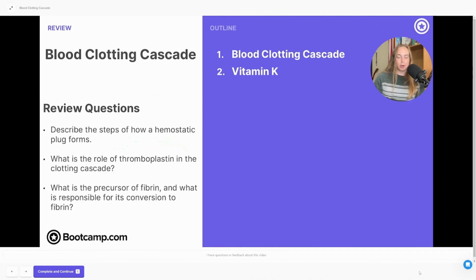Second, what is the role of thromboplastin in the clotting cascade? And lastly, what is the precursor to fibrin, and what is responsible for its conversion to fibrin? If you can answer these questions, you're well on your way to success.